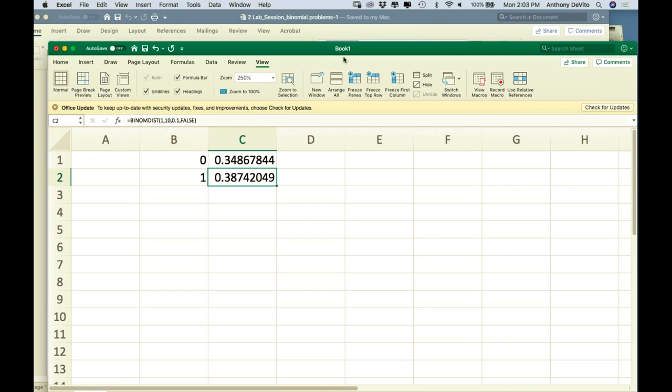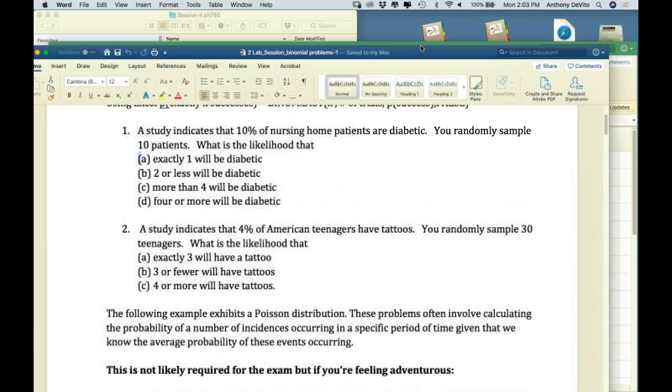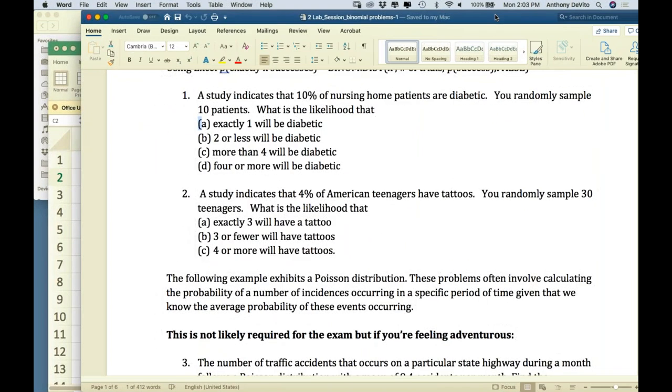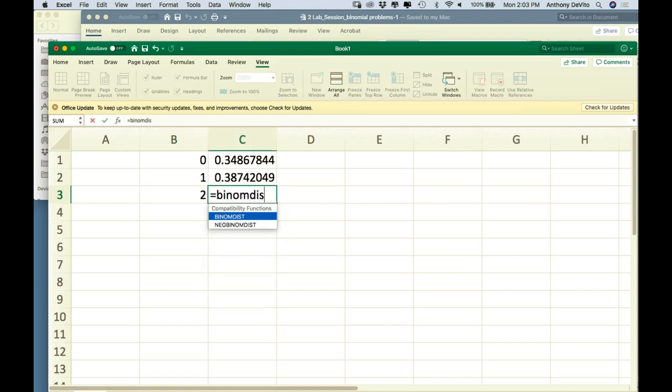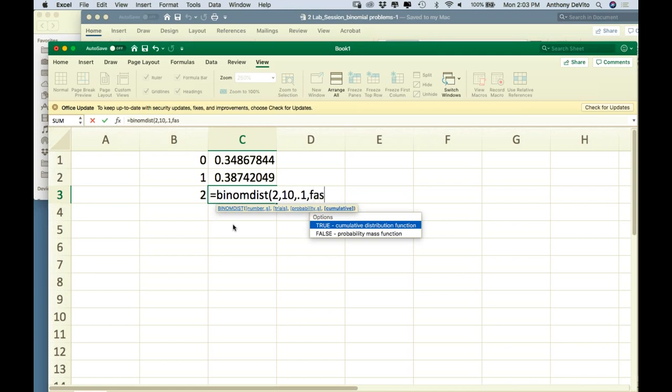But what was the question? The question was, what's the probability of getting two or fewer people that are diabetic, in other words, including two. So I'm going to put two over here, and figure out that probability. It's equal to BINOM.DIST, the number of successes this time is two, the number of trials is 10, the probability is 0.1 again, and I'm going to say false again.